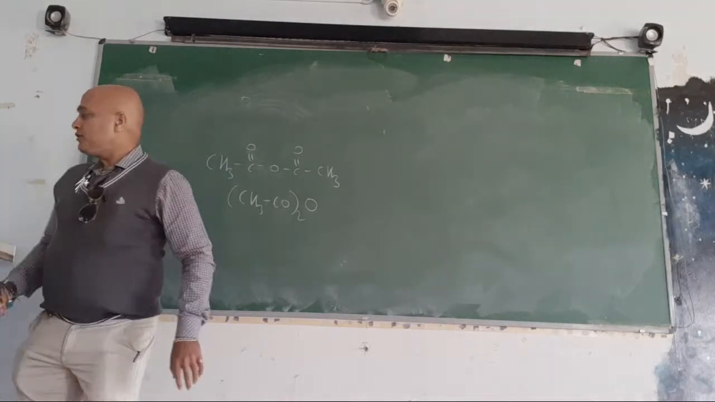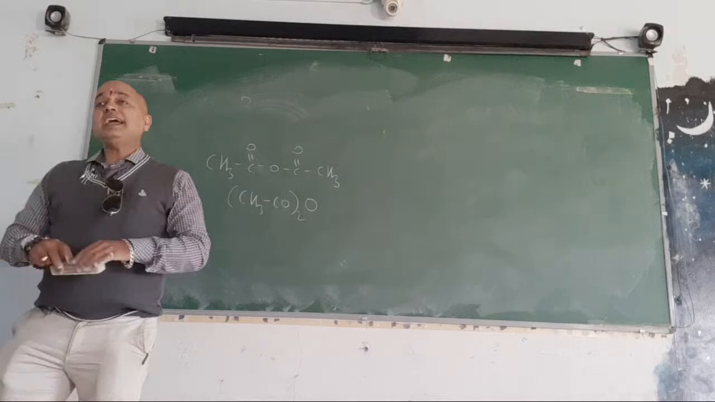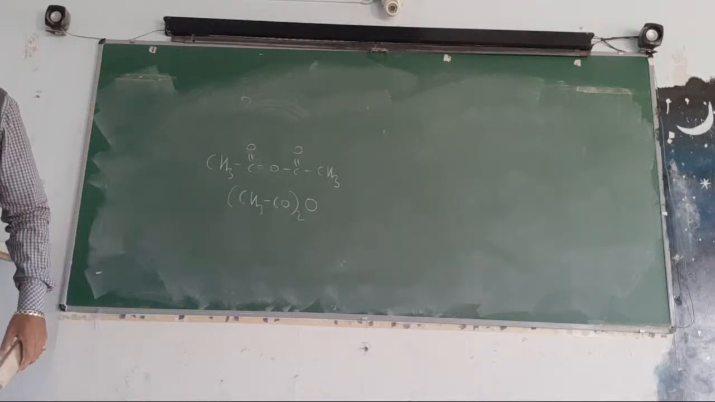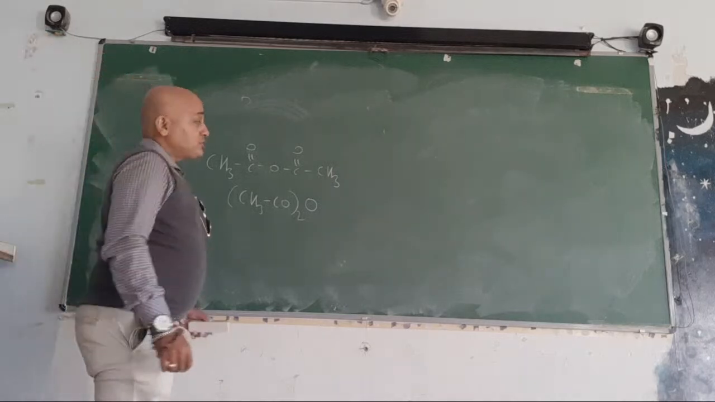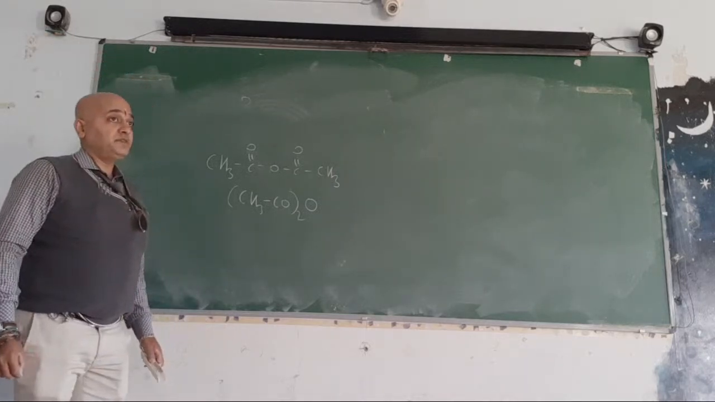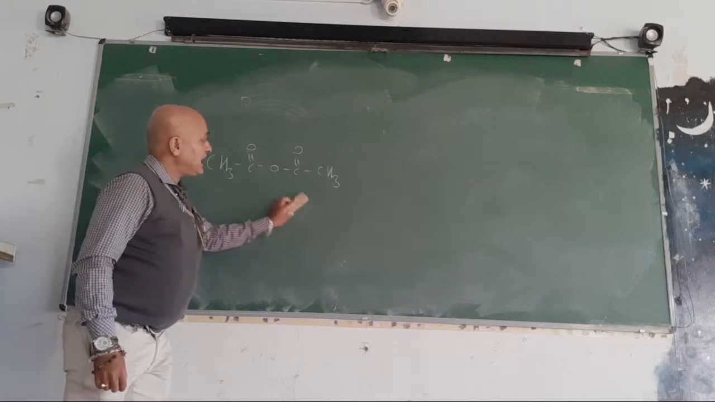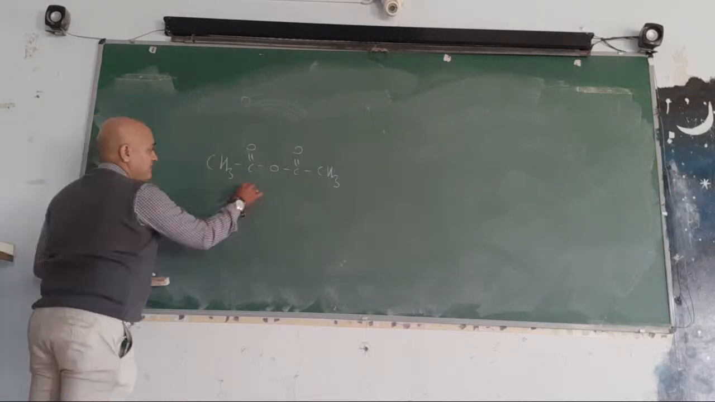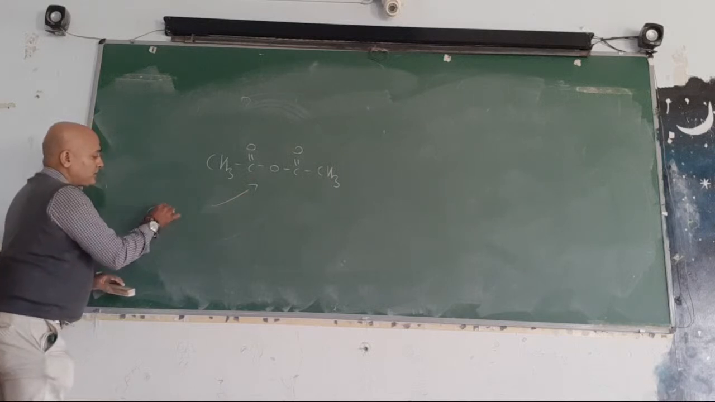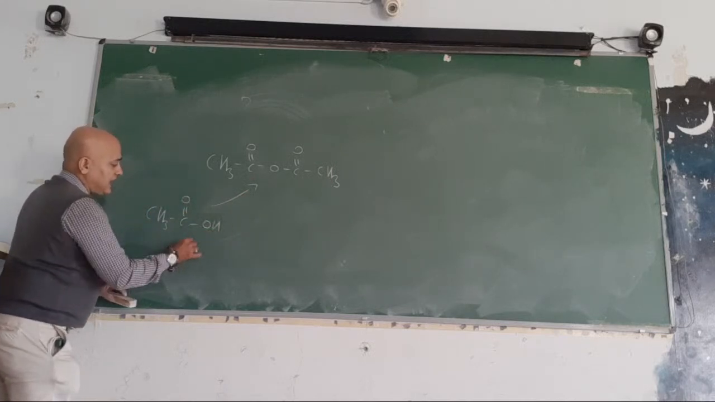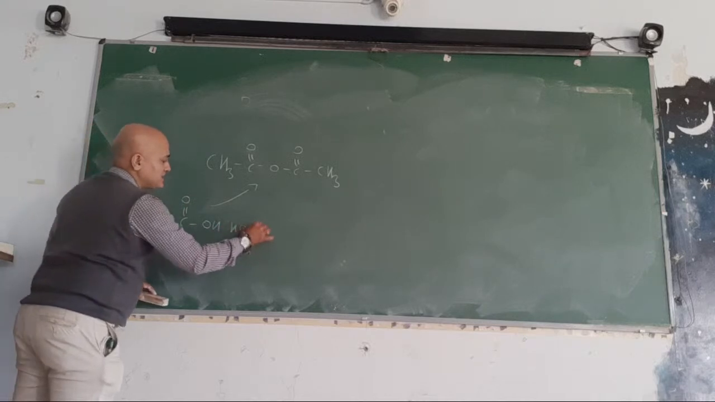Why should it be called acetic anhydride? Yes, very good. Two carboxylic acids which will be dehydrated to form the acetic anhydride. For example, I will take 2 molecules of acetic acid, and another molecule of acetic acid.